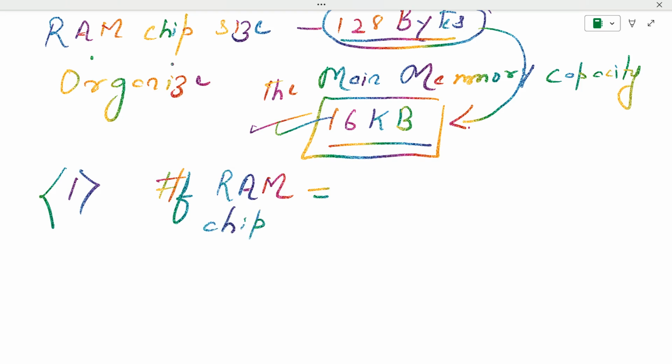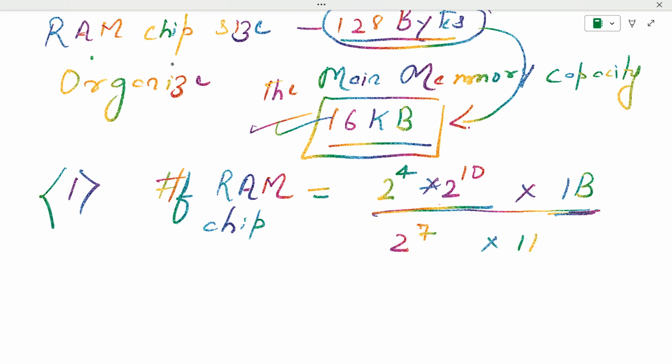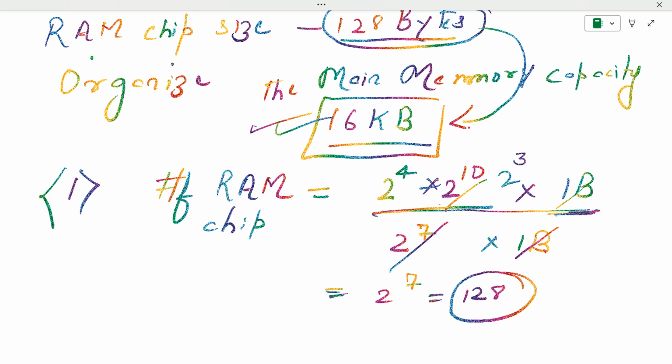So we have a memory of 16 KB, that is equal to 2 raised to the power 4 into 2 raised to the power 10 into 1 byte. Upon this, we have the 128 byte RAM, so 2 raised to the power 7 into 1 byte, right? Now you can conclude that the powers of 2 will cancel, and altogether it will be 2 raised to the power 7, and that is 128 RAM chips required. This way we can conclude this part.